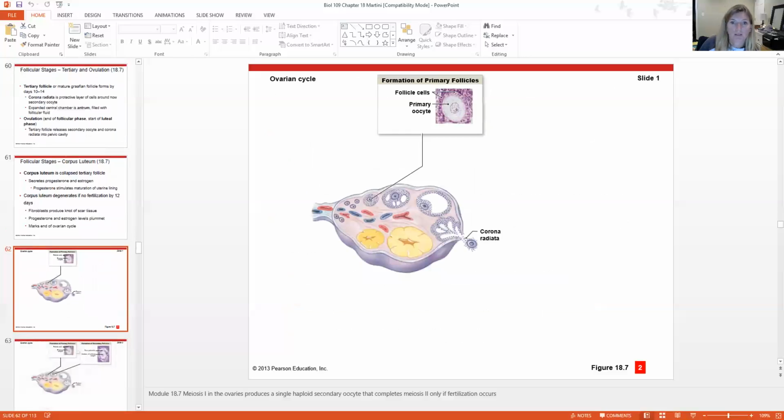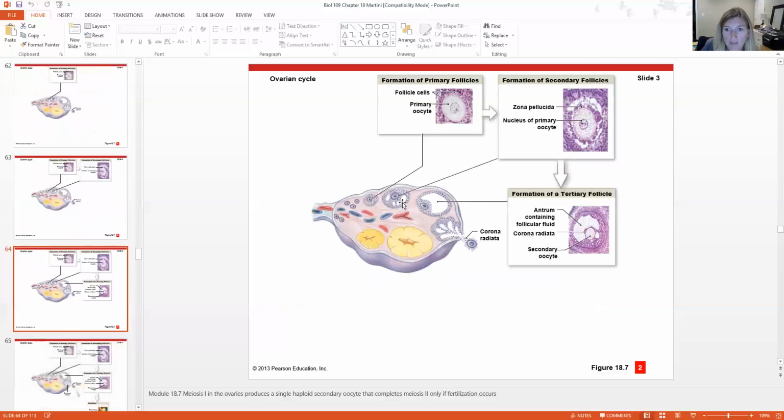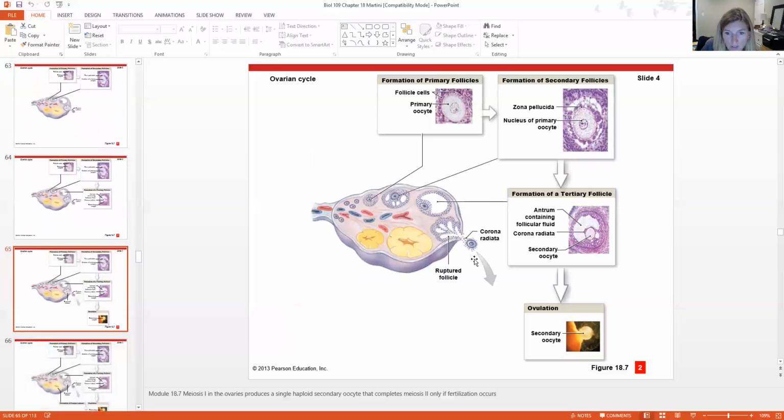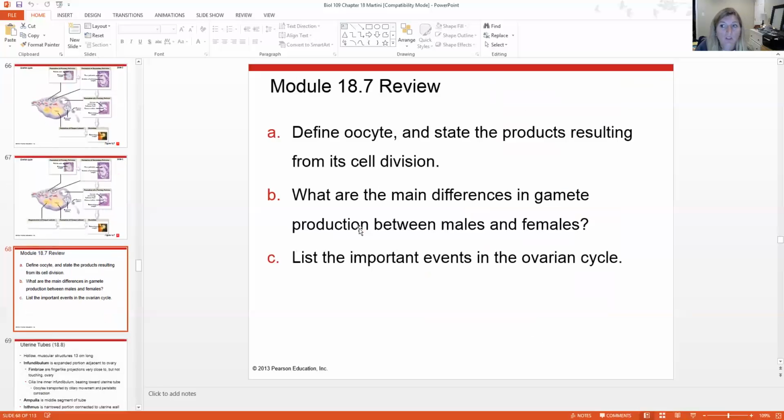So here's the whole process. You have your primary follicles developing, and then the secondary follicles getting that zona pellucida around them, that extra layer. And then the tertiary follicle with all this extra antrum space holding follicular fluid. And then the rupturing of ovulation occurs. The corona radiata surrounding that oocyte. And then the corpus luteum is the empty shell that's left over. And it will wither away and continue to produce progesterone and estrogen for about 12 days. You can pause the video here, go back and review this section.